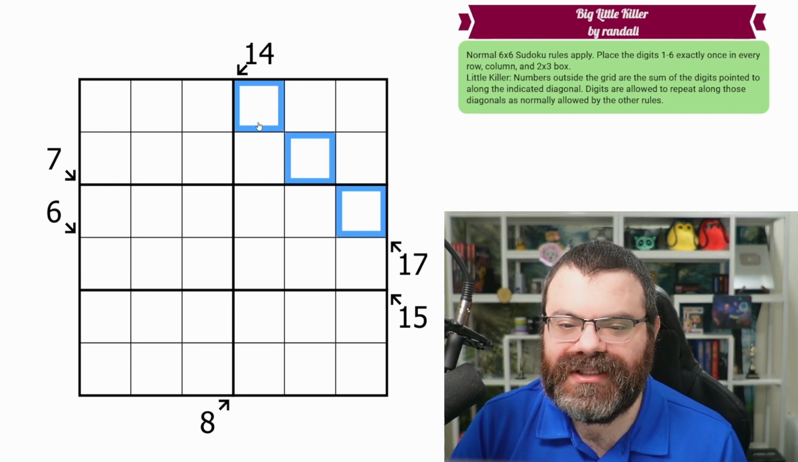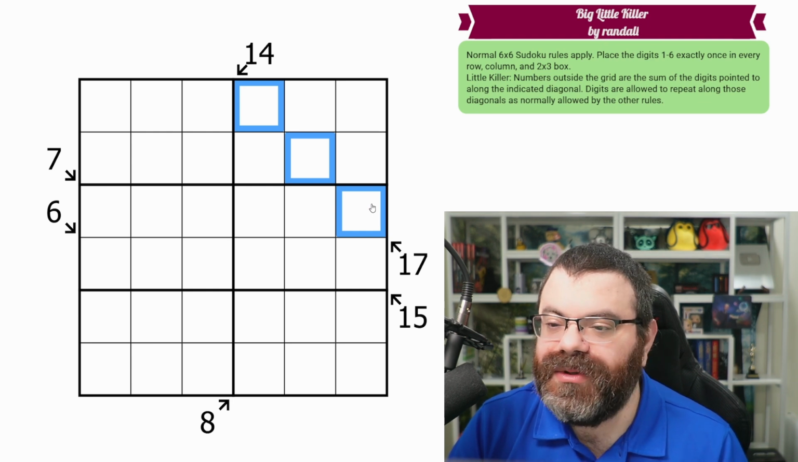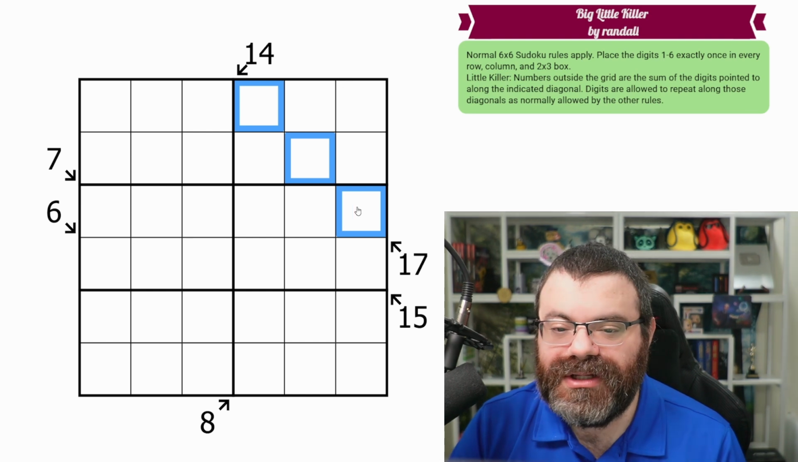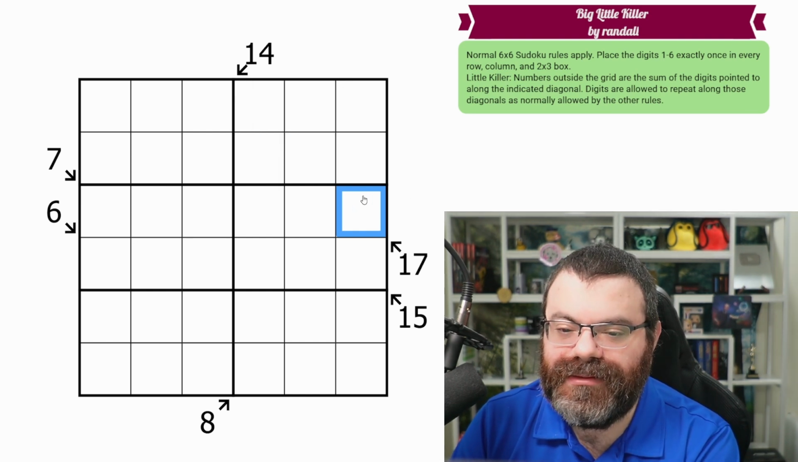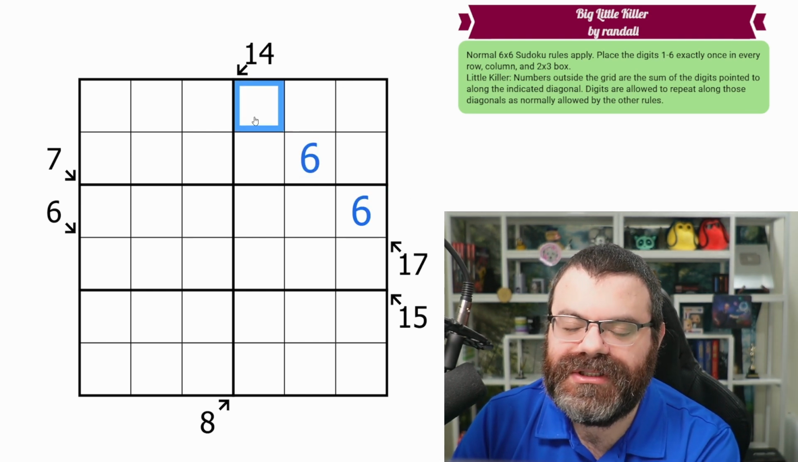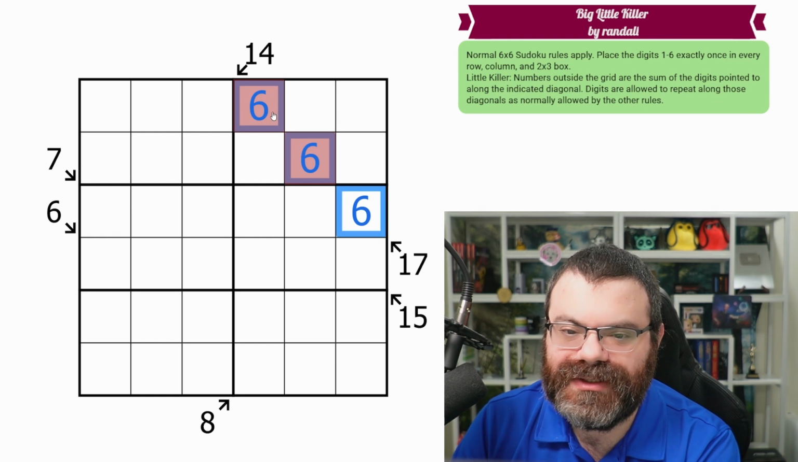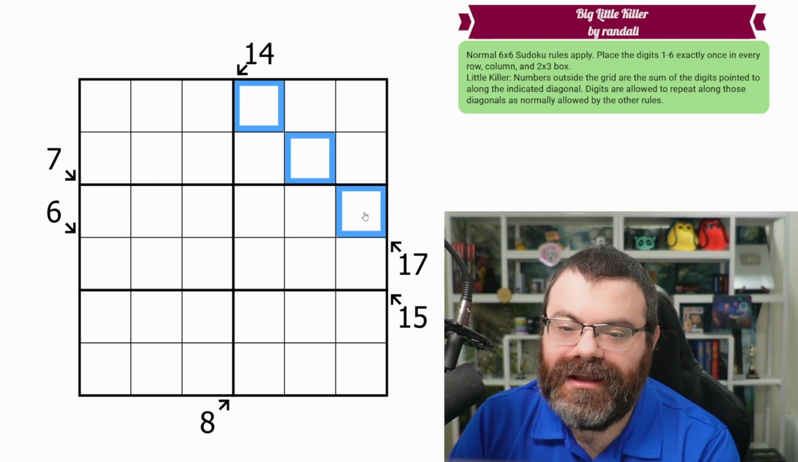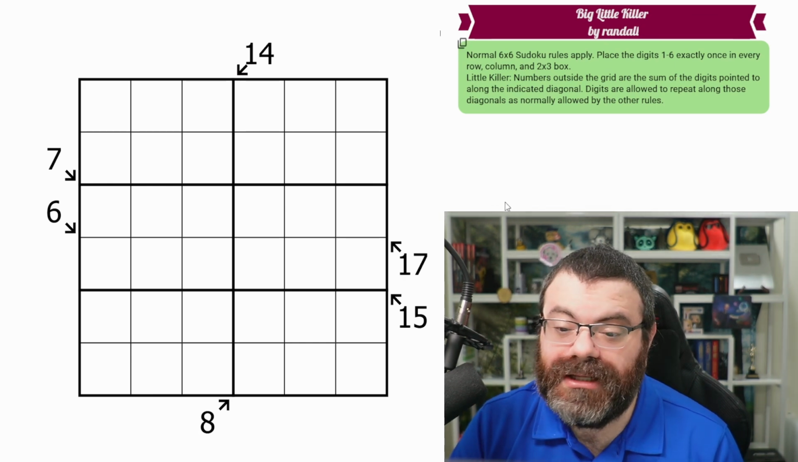What it's telling you is the sum of those cells. So these 3 cells sum to 17. Now, there's no additional non-repeat rules at all for little killers. So we could repeat like a 6 here and a 6 here. But of course, Sudoku prevents you from doing all 3 6s. But we could do like 6, 6, 5, for example, and that would be fine. And that's it. Those are the rules.